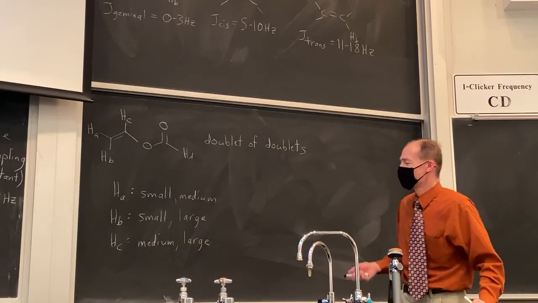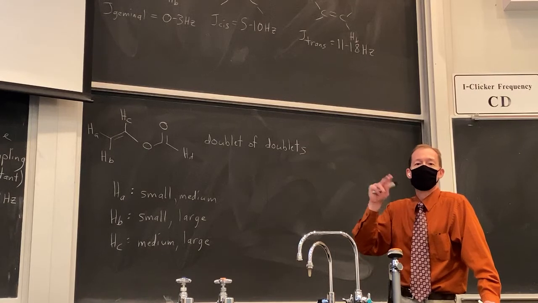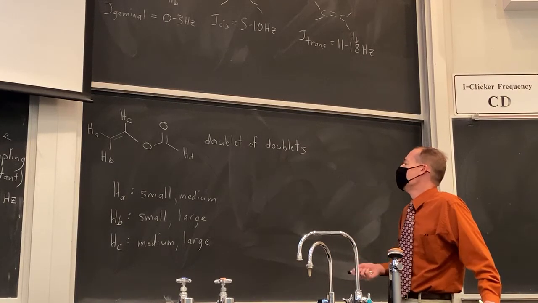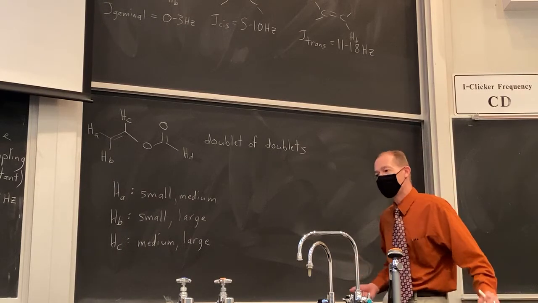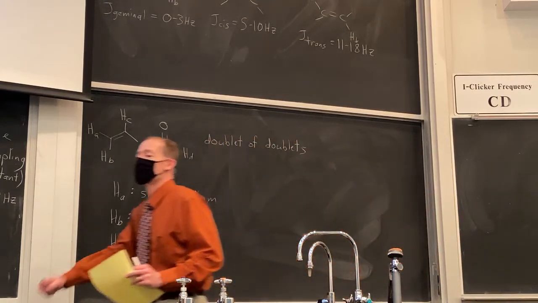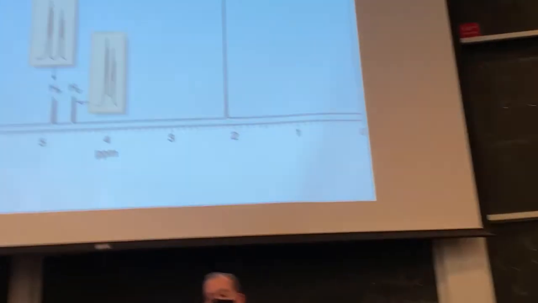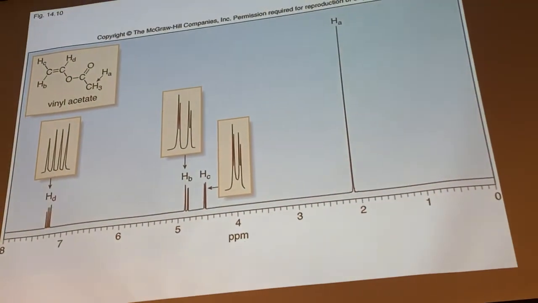So each of these signals will be a doublet of doublets. It will have 4 peaks, but each of those signals will look different because of the different magnitudes of those coupling constants. So let's go ahead and take a look at the spectrum and see what we mean by that, okay? This molecule has a common name.